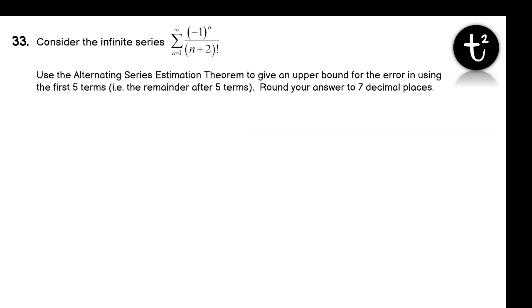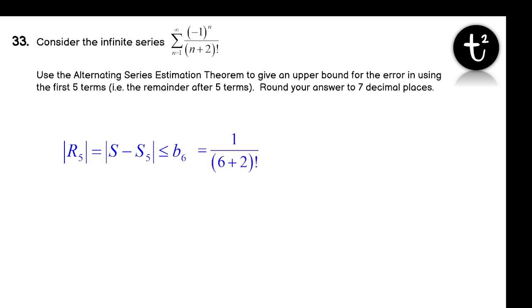Alright, the next part of the problem wants me to use the alternating series estimation theorem to give an upper bound for the error in using the first 5 terms to estimate the true value of the series. So the alternating series estimation theorem says that R sub 5, or the remainder after 5 terms, which is the same thing as the true sum minus the partial sum S sub 5, will be bound by whatever the next element in the sequence was, in this case b sub 6.